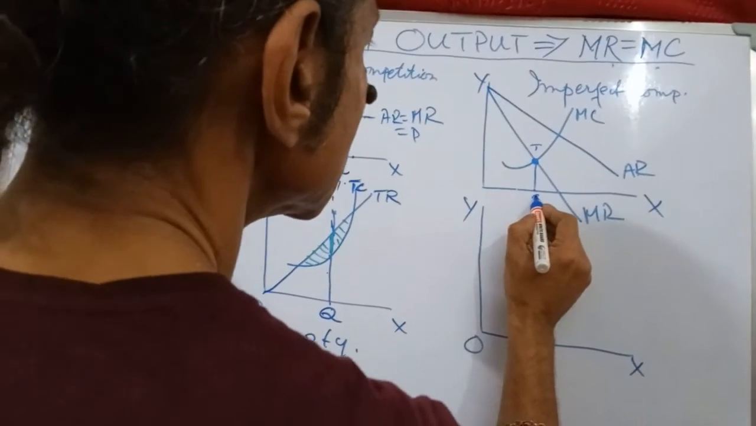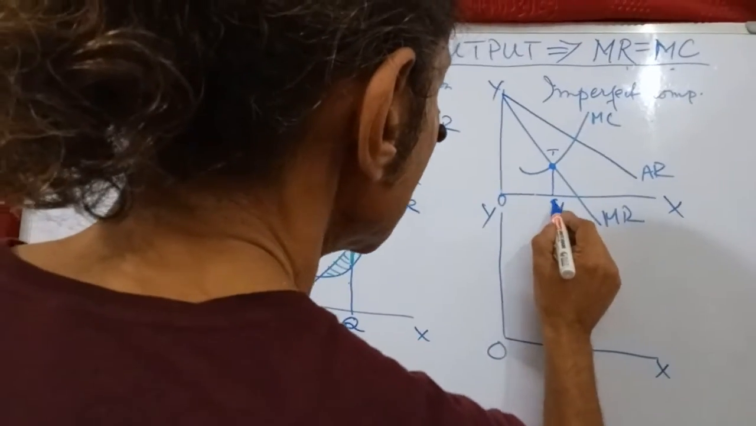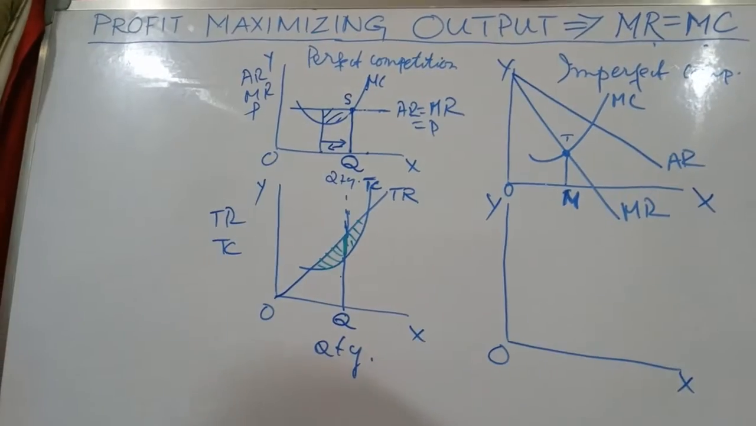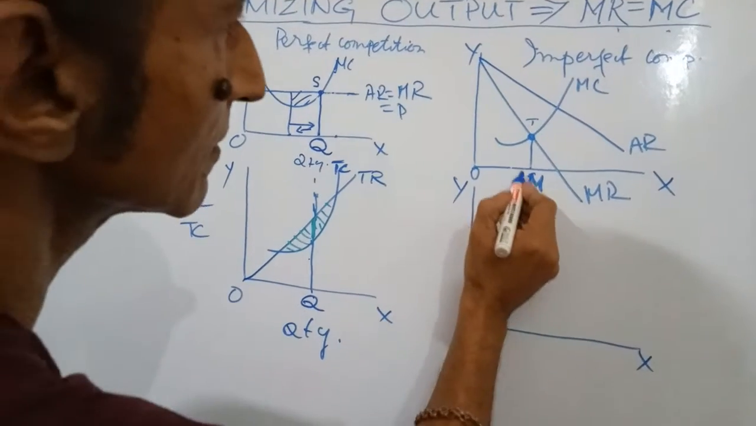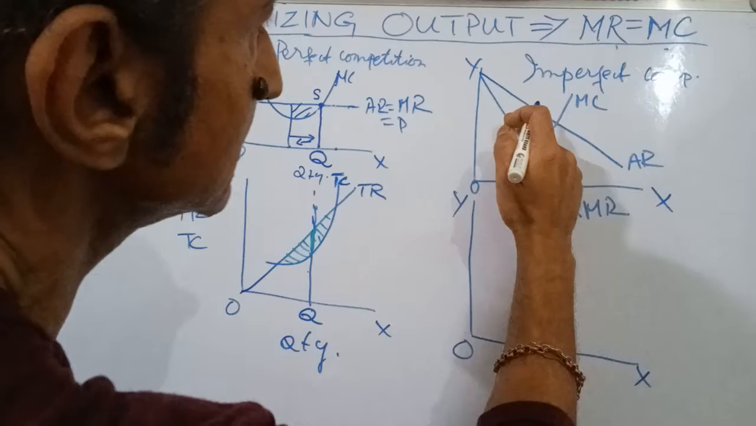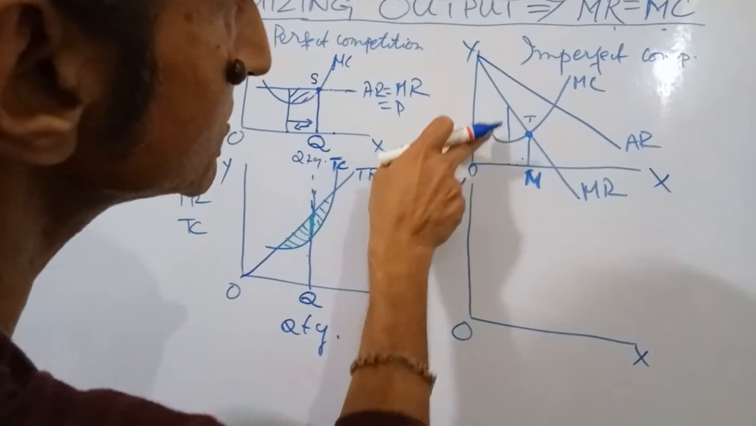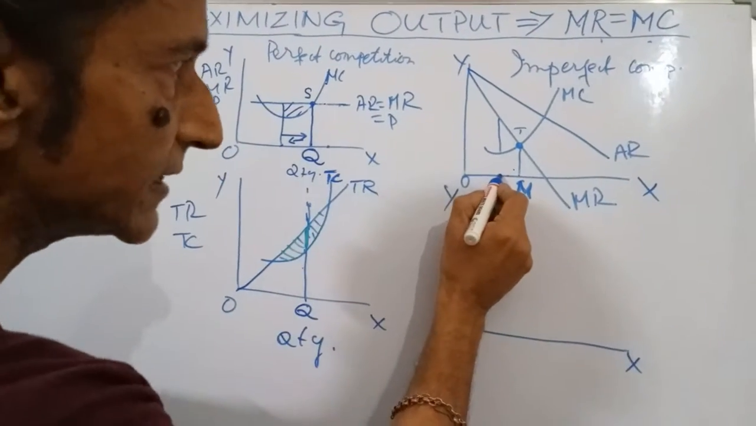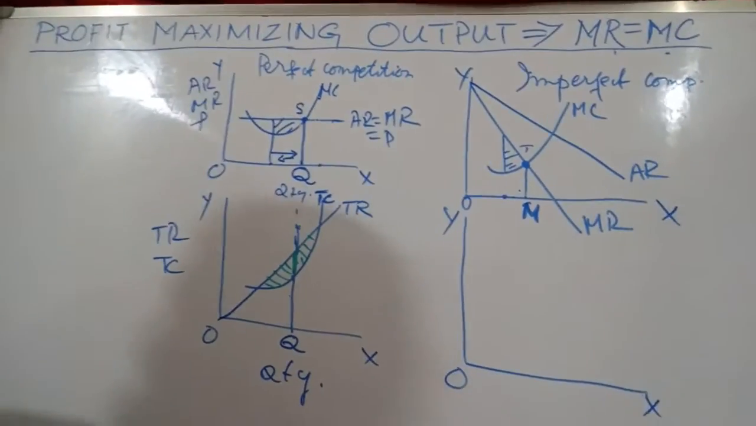So here, say OM is the output. That means by producing OM units, the firm is maximizing its profit. You see, at the left of point M, here or here, marginal revenue is more than marginal cost. Say here, marginal revenue is more than marginal cost. So if the producer produces at this point, that means he is losing this profit. So he won't do so.